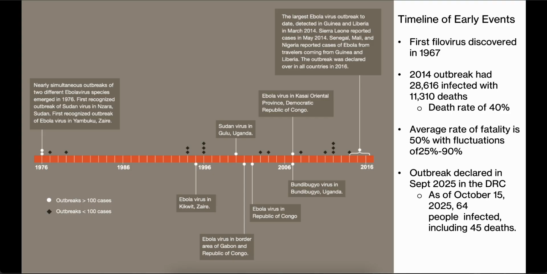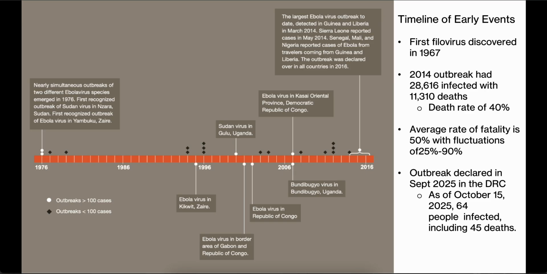This is a small timeline of the early events of the virus. What's not shown here is the first discovery of a filovirus, the Marburg virus, in 1967. And then 10 years after that, in 1976, the Ebola virus is discovered.